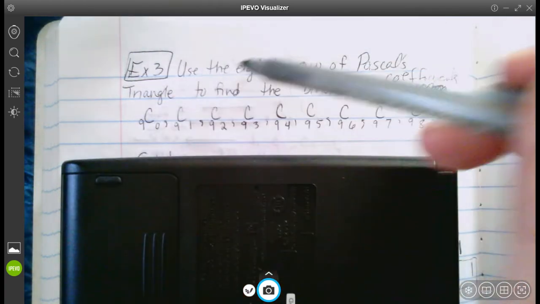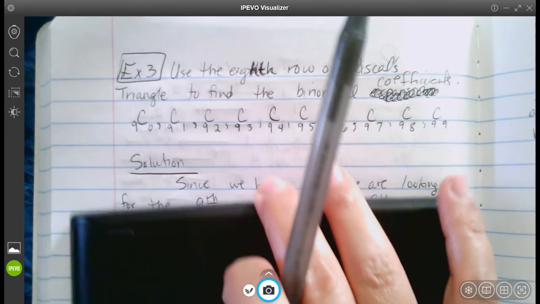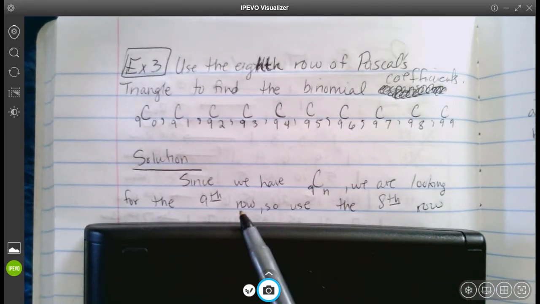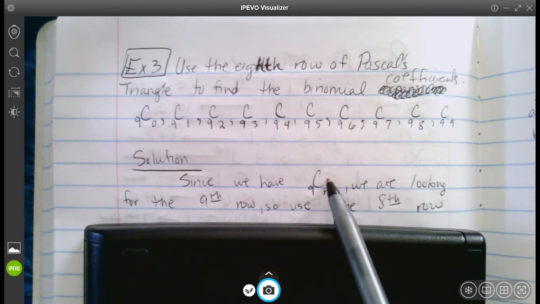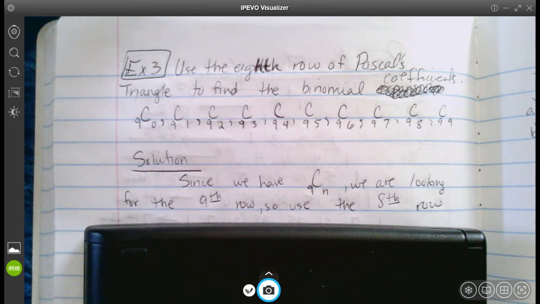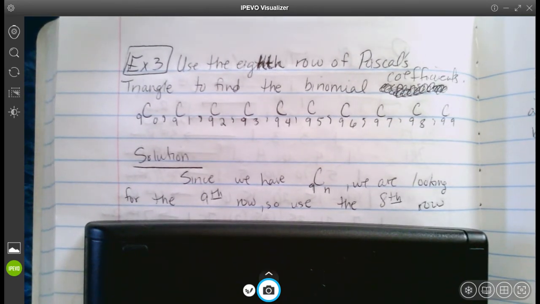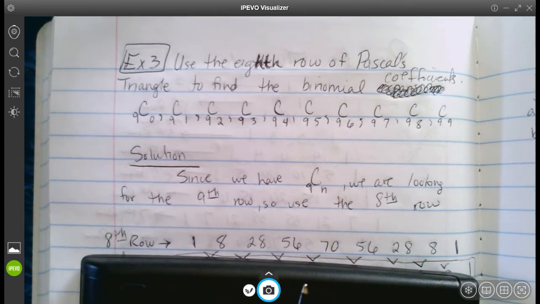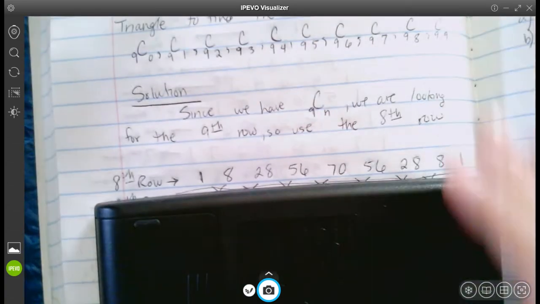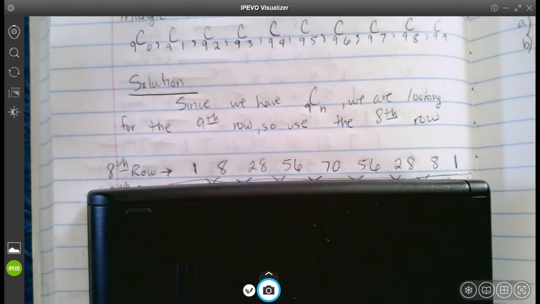Well, we're going to use the 8th row to get the 9th row basically. So what I did for the solution for this is say, since we have this notation here with a 9 being our first number, that means we're looking for the ninth row. So we have to use the eighth row to get the ninth row because you need to add them up, right? So here is the eighth row, and I just copied this from the page before, so you don't have to memorize it or anything. But it's 1, 8, 28, 56, 70, 56, 28, 8, and 1.